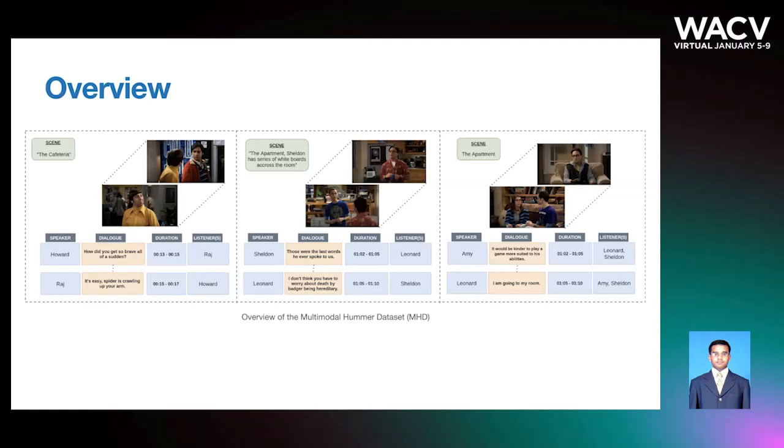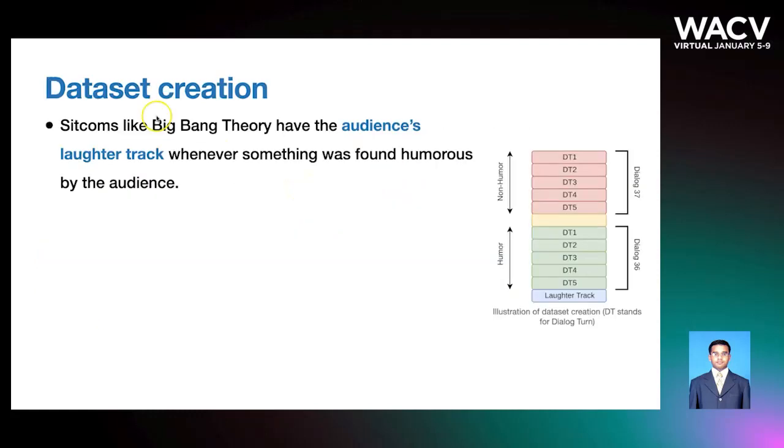The task which we propose is, given a dialogue consisting of various dialogue turns having video and textual information, the model has to predict whether the dialogue is humorous or not. These conversations may be among more than two characters.